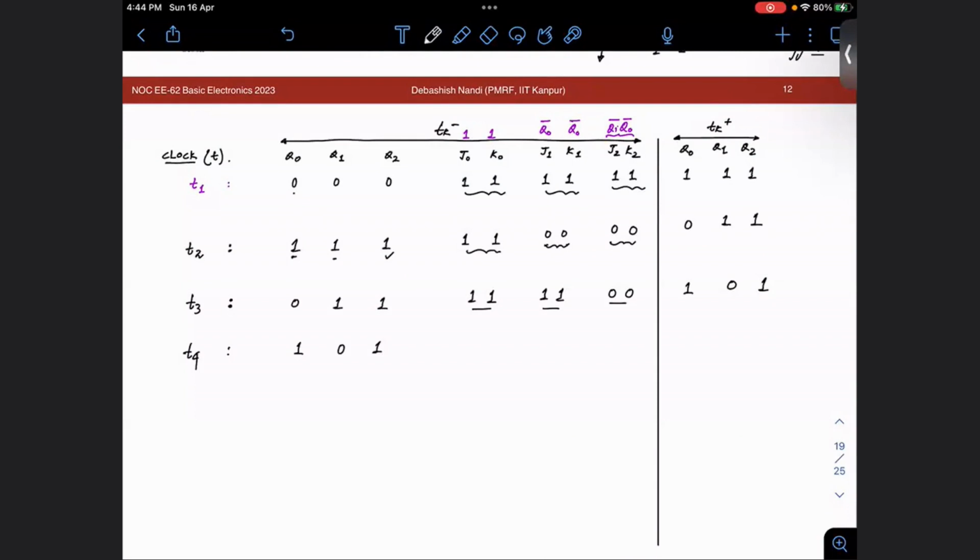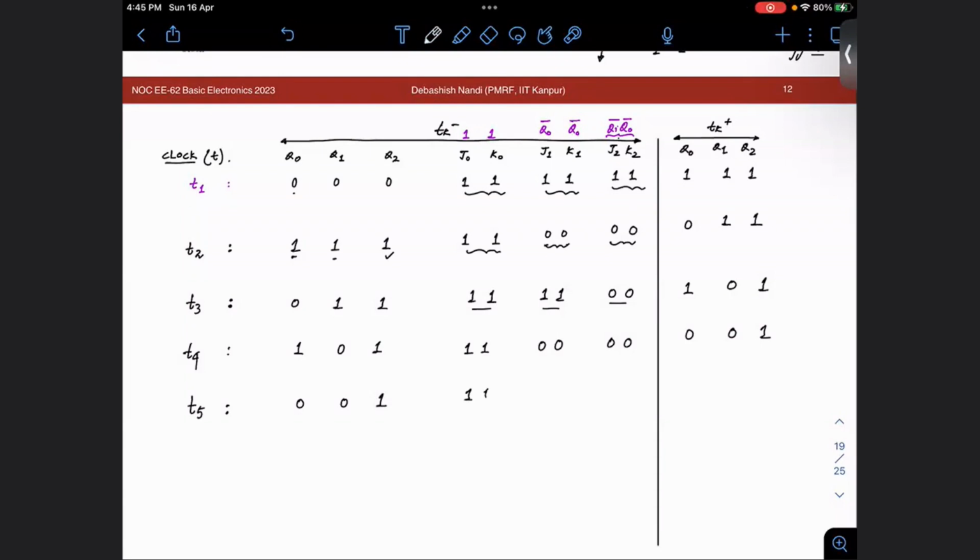So again, T4, we have 1, 0, 1. So this will be 1, 1 because it is not changed, right? It will always be 1. And this is Q0 bar, that means it will be 0, 0. And Q0 bar and Q1 bar will also be 0, 0. That means only 1 will toggle to 0, 0 will remain 0, 1 will remain 1. So at T5, you have 0, 0, 1.